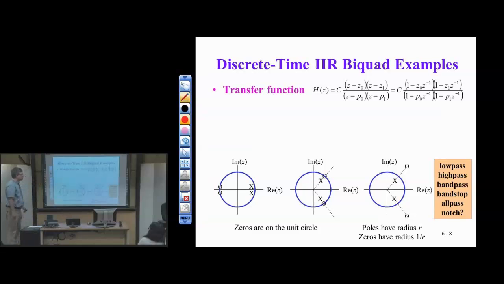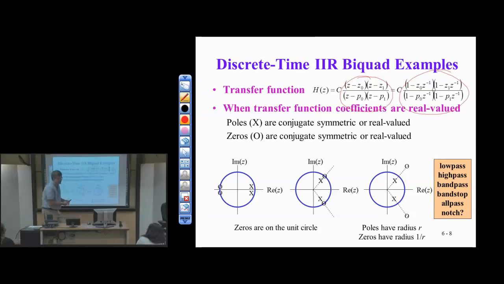Okay, so again, our transfer function for the biquad: 2 poles, 2 zeros, and a gain term, capital C, which is in general complex. And again, we can write this either with positive powers of z or with negative powers of z. They're the same. Okay, so again, 2 poles, 2 zeros, and a gain. Again, just for notation, we'll represent poles with an X and the zeros with a 0 or an O.